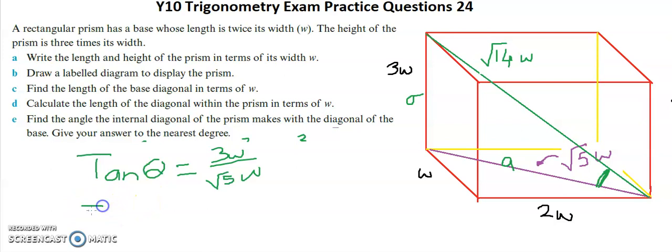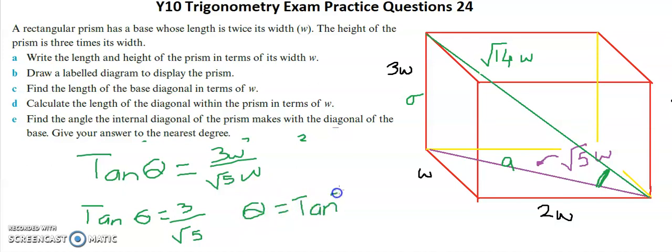So I could have written that as tan alpha equals 3 over the square root of 5. And I need to do the inverse of tan to get the angle by itself. So tan negative 1, 3 over square root of 5. This gives me the angle for alpha as 53.3 degrees. It says give your angle to the nearest degree, so I'll just say it's 53 degrees.